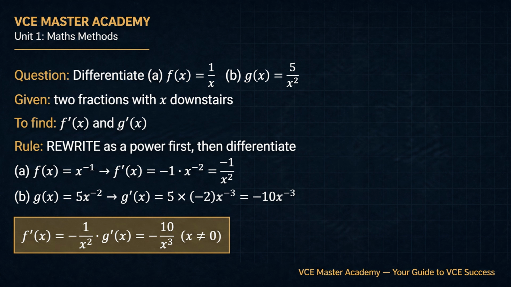That's the rhythm of this whole chapter. Second example, and this is the shape most exam questions arrive in. 1 over x and 5 over x squared, both written as fractions, x living downstairs. We want both derivatives.